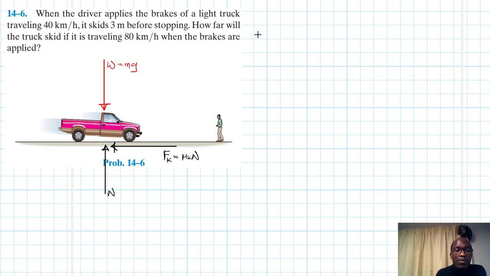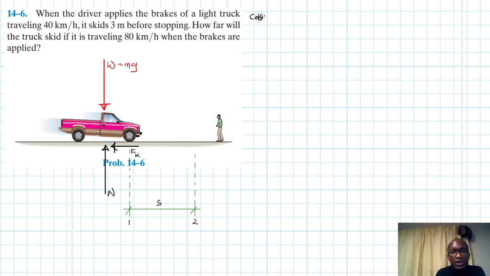So let's work out this particular problem. Let's find this Fk, and we assume this Fk is going to be constant so that we can use it. So we are finding the maximum Fk here. Let's start working on the problem.